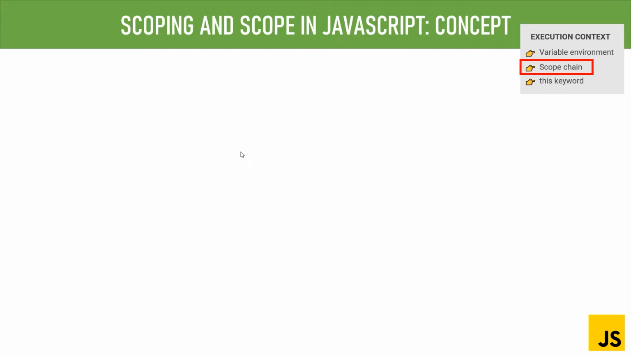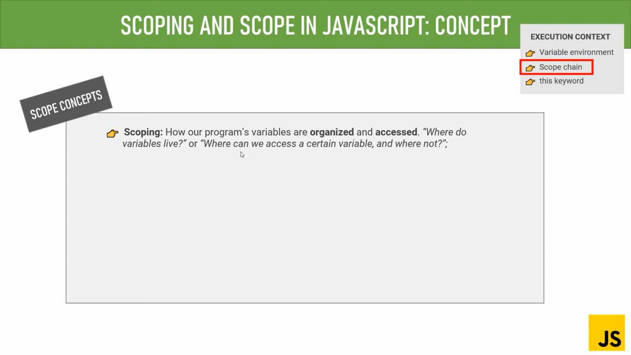And let's start by understanding what scoping actually means and learn about some related concepts as well. So scoping controls how our program's variables are organized and accessed by the JavaScript engine. So basically, scoping asks the question, where do variables live? Or where can we access a certain variable and where not?